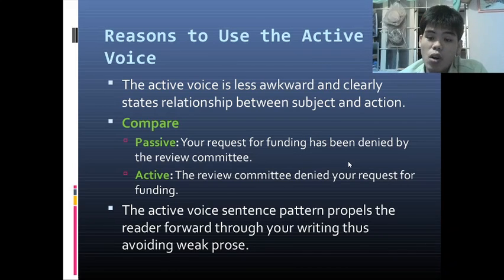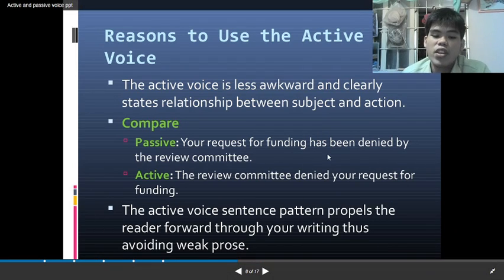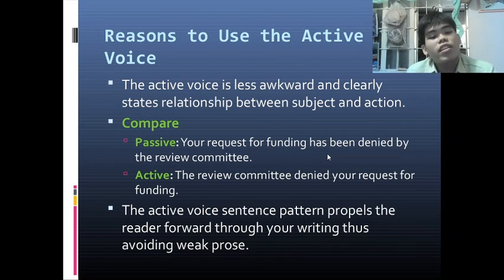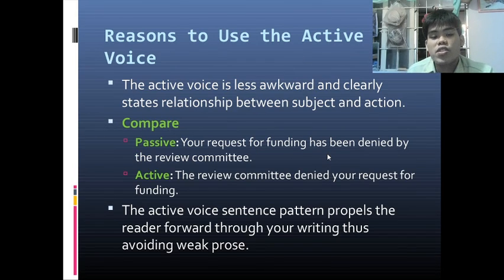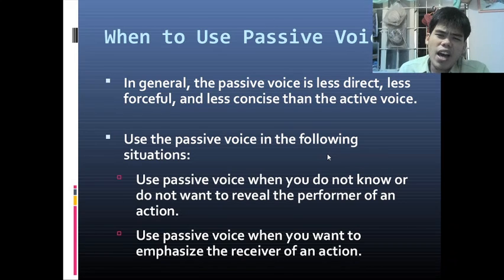The active voice is less awkward and clearly states the relationship between the subject and the action. So the active voice sentence pattern propels the reader forward through your writing, thus avoiding weak prose. So here we go. Another point of why use active voice. Because it is less awkward and it shows more clearly the relationship of the subject and the action. Again, in the waiter example, what's the relationship of the waiter and the action? So the waiter dropped a tray of food. So done. Very straight.